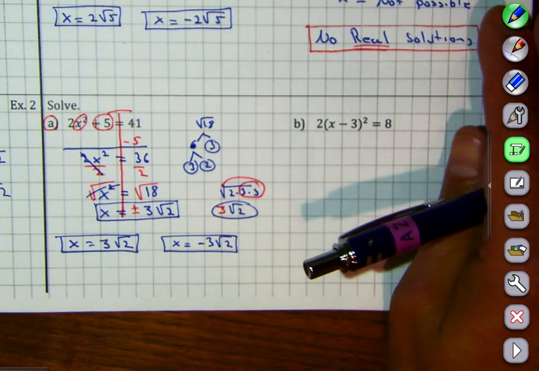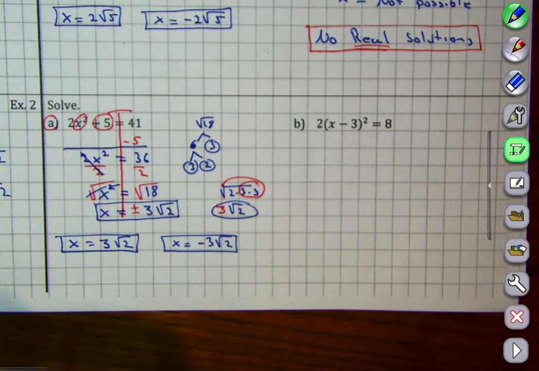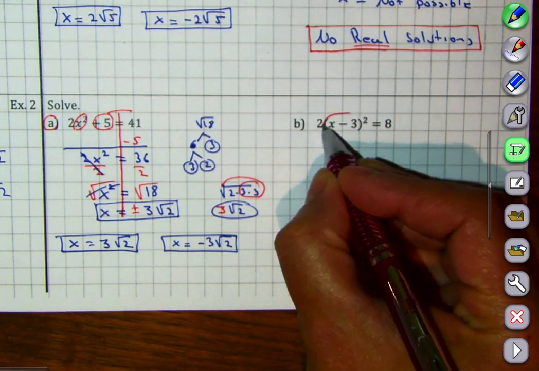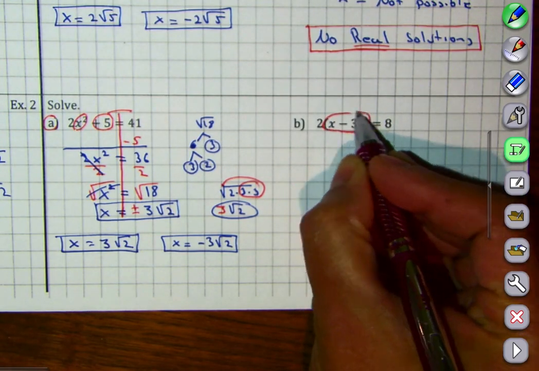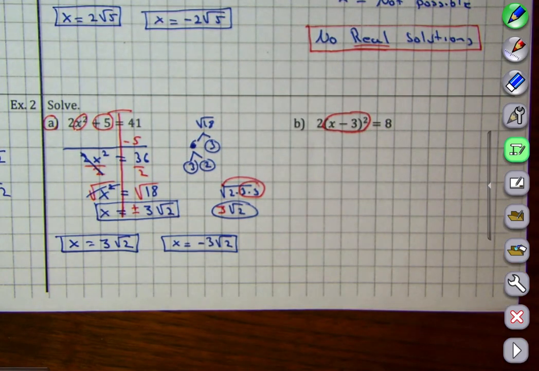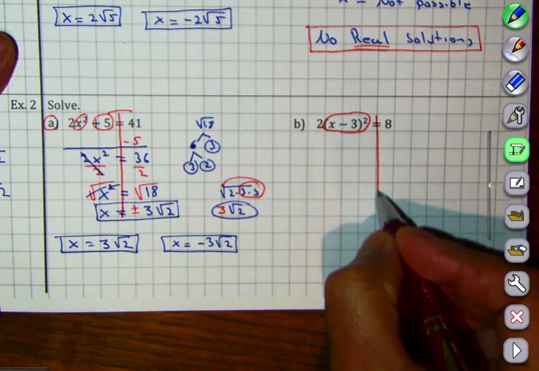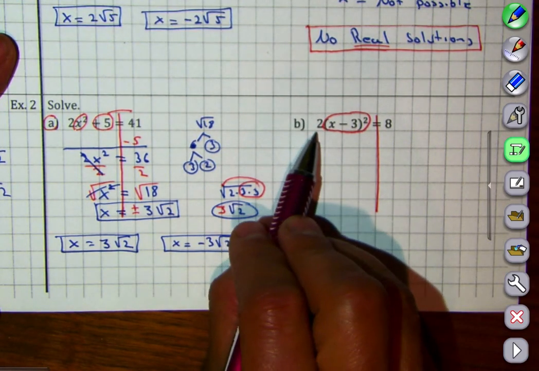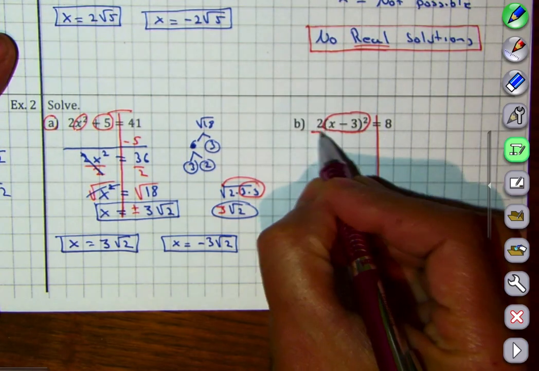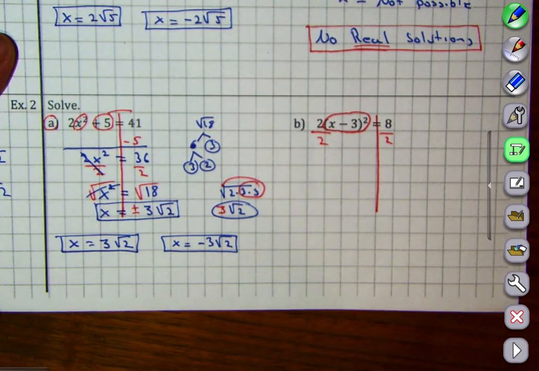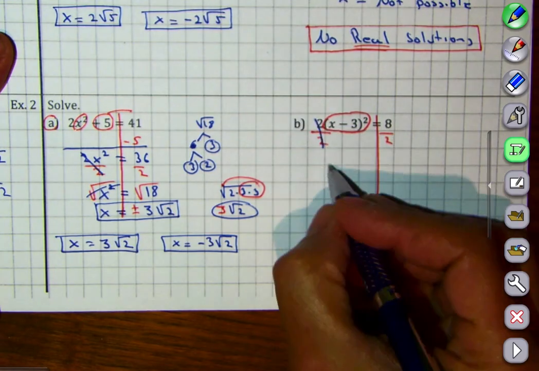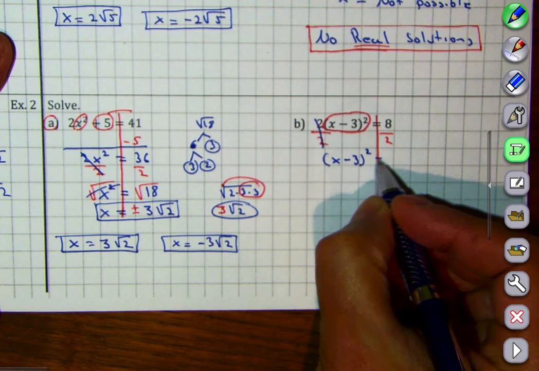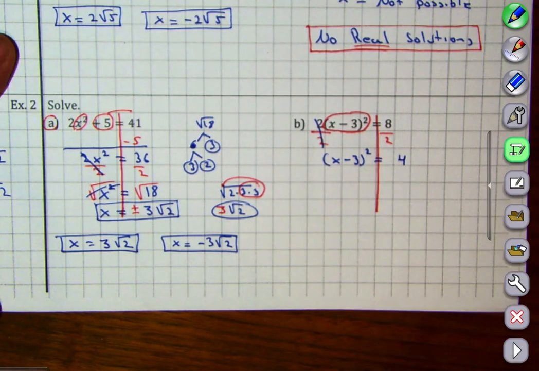Letter B. I need to be able to leave the x minus 3 squared by itself, but in this case there's a 2 in there. So I want to leave this section by itself. I'll go and draw the line. So therefore, what should I do? I need to get rid of the 2. Correct. So I should divide by 2 on both sides. My 2's cancel, so therefore I have x minus 3 squared equals 4.